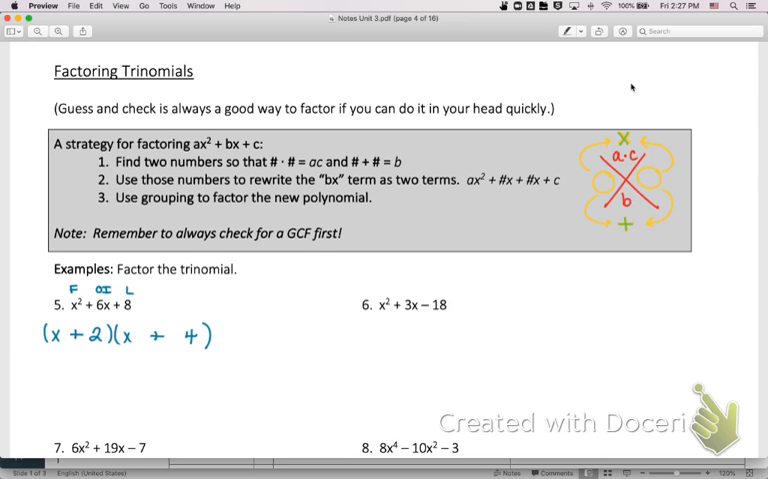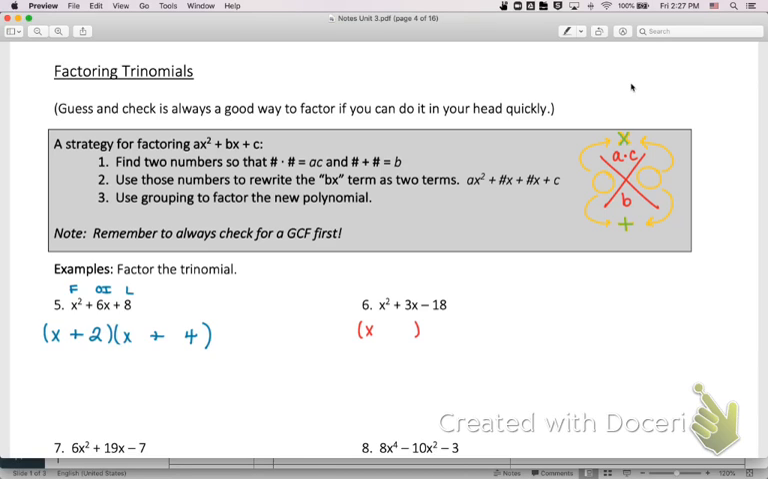But I want you to pause the video, challenge yourself to be able to factor this one without writing it out. See if you can factor it in your head. All right, hopefully you took a second to try that yourself. Here's how I would think about this.